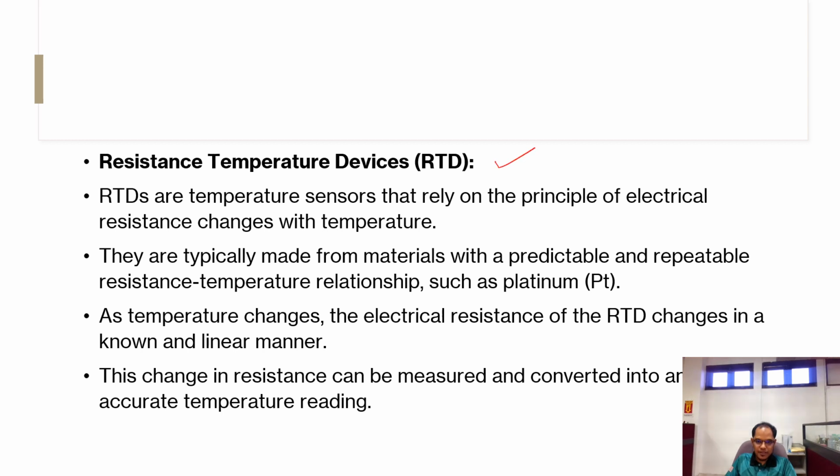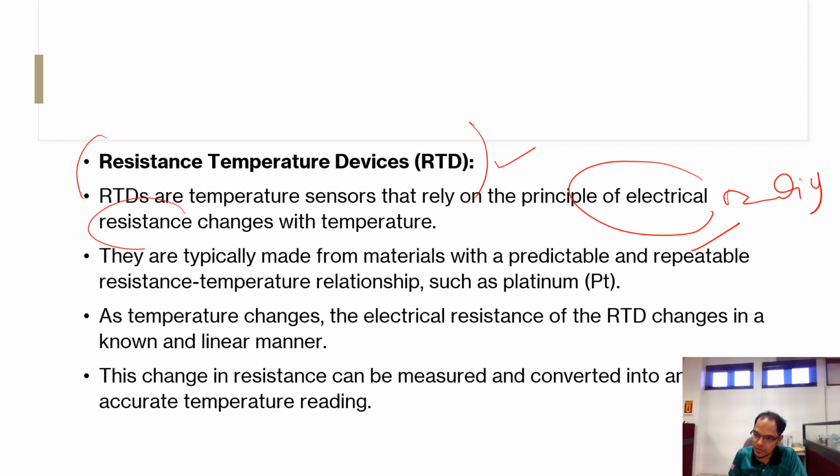Resistant temperature devices. Ni macam perkara baru kan. Okay. RTDs are temperature sensors that rely on the principle of electrical resistance change with temperature. Maksudnya kalau ada sensors ke apa ke yang berbentuk electrical yang resist dengan temperature, maka dia akan memberi sensor dan dia akan memberikan bacaan. They are typically made of materials with predictable and repeatable resistance. Ini maksudnya reading dia consistent.